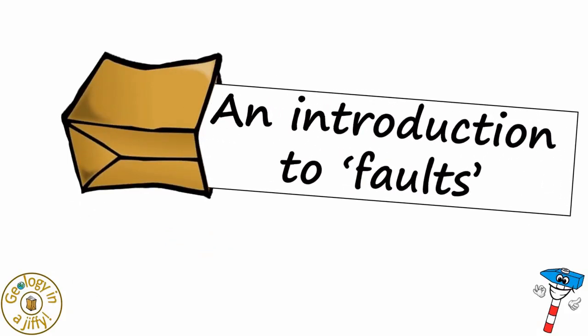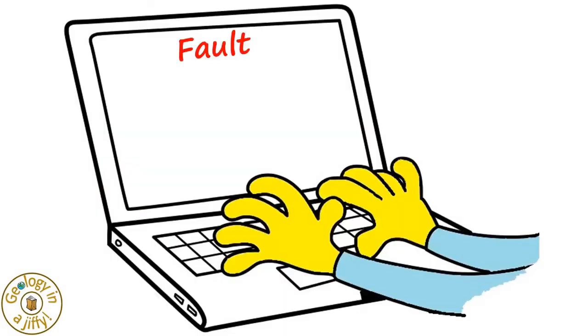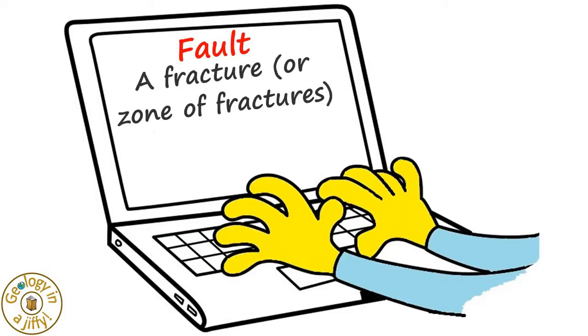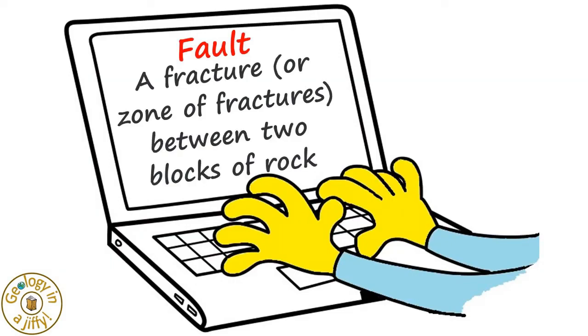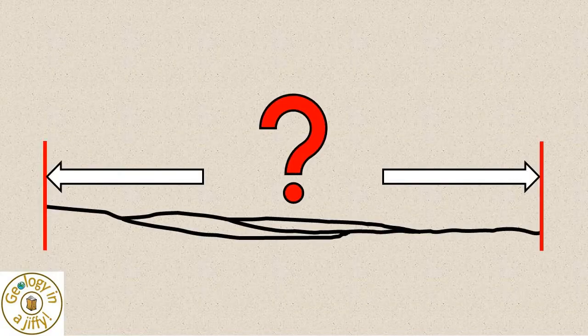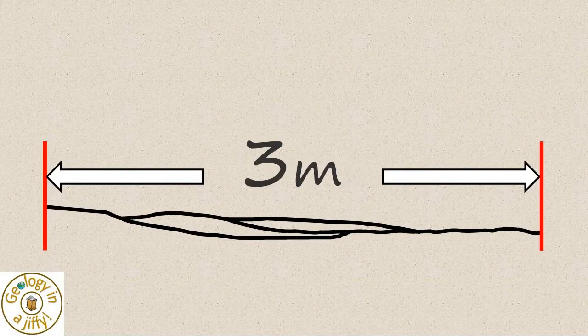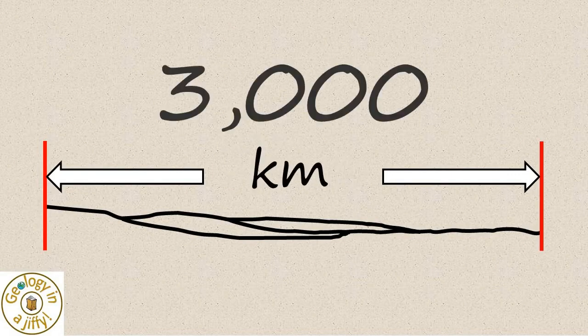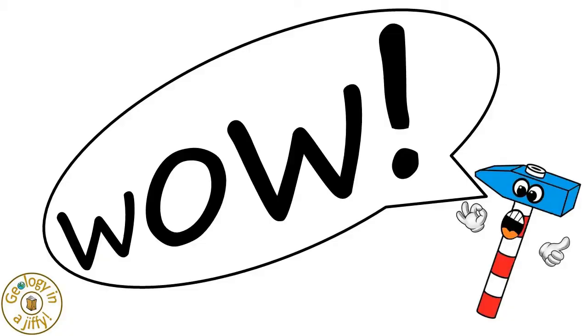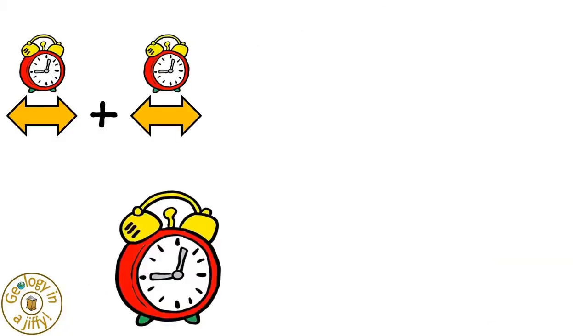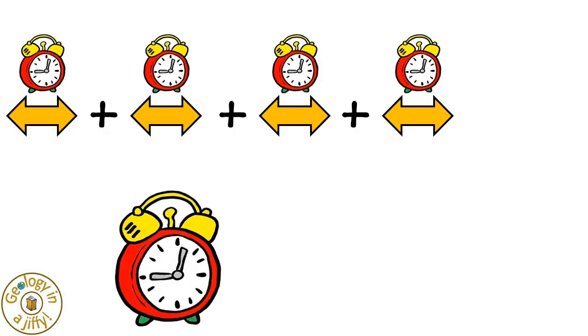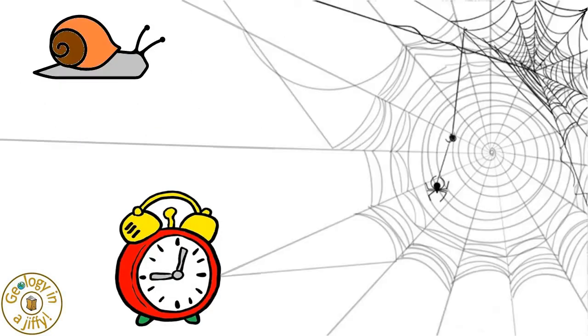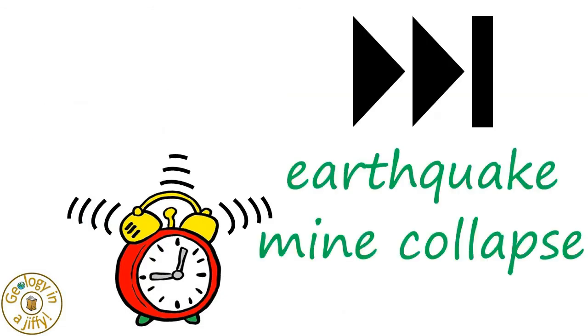An introduction to faults. A fault is a fracture or zone of fractures between two blocks of rock. Faults may range in length from a few millimetres to a few metres to kilometres or even thousands of kilometres. Most faults make repeated displacements over geological time, with movements occurring slowly in the form of creep, or maybe rapid during an earthquake or due to a mine collapsing underground.